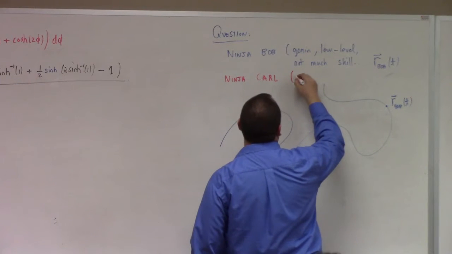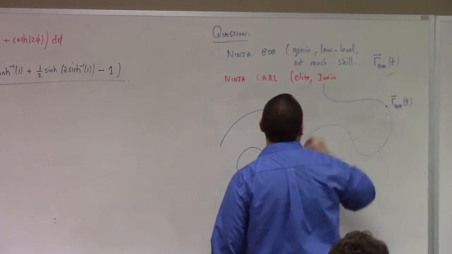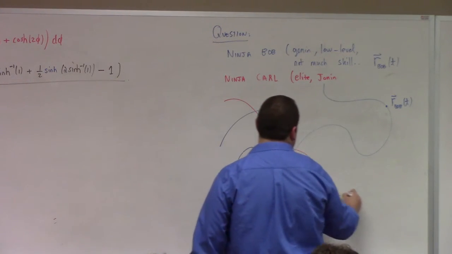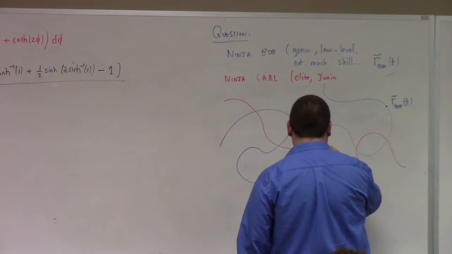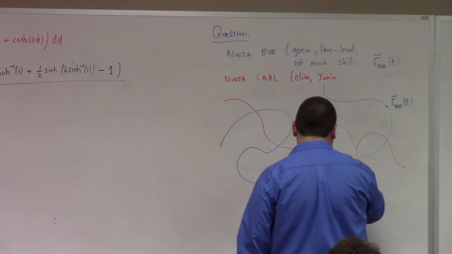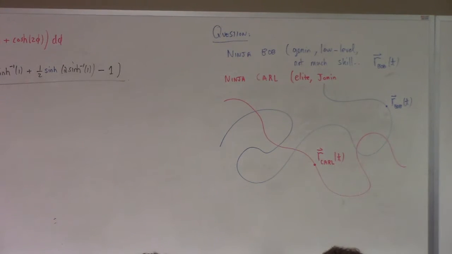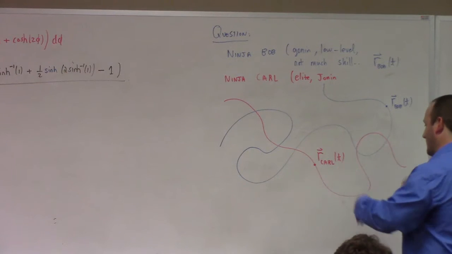Okay, so Carl. And Carl is an elite ninja. If you're into Naruto, he'd be at Jonin level. So you imagine Carl like this, right? Here's Carl's path. So here's a typical position of Carl at time t. And then the deal is Carl is an elite ninja, so if he crosses the path of Bob, and you have to imagine that this is in some sort of thick forest, so it's not like an open plain where they could see each other. They're going through some thick forest or something.